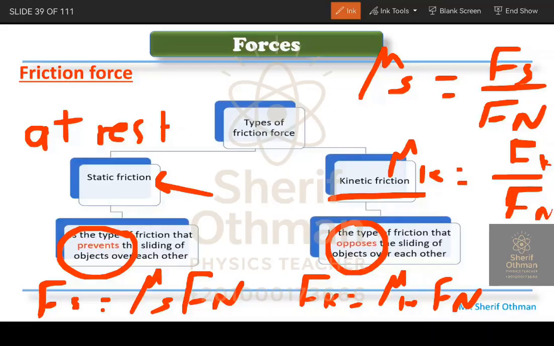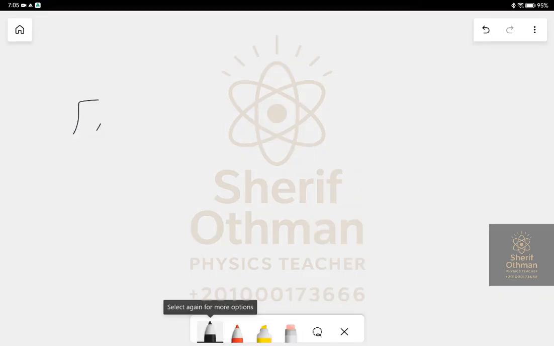But let me ask you guys, which one has a greater value, the static friction coefficient or the kinetic friction coefficient? Of course, the static friction coefficient, as the static friction coefficient depends on the static friction, which is greater than kinetic friction. So what is the meaning of normal force? Normal force, guys, is equal to object weight.